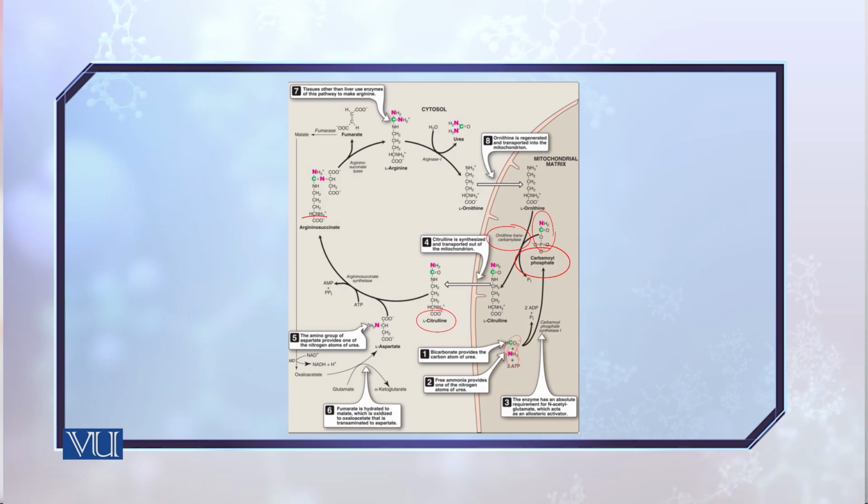arginosuccinate. The arginosuccinate is formed by the enzyme arginosuccinate synthetase, and again an ATP molecule is used, which shows the urea cycle is a highly energy demanding pathway. Then the arginosuccinate is cleaved, giving rise to arginine, and during this process fumarate is released, which is then utilized in other metabolic pathways.